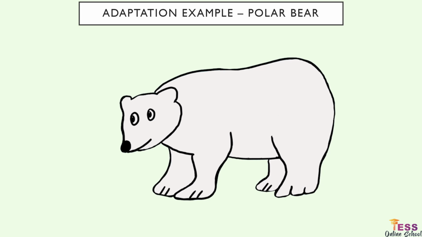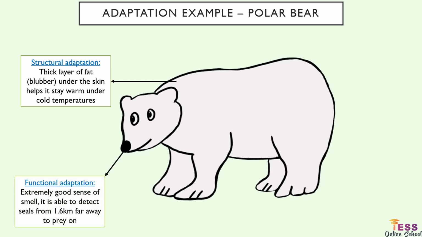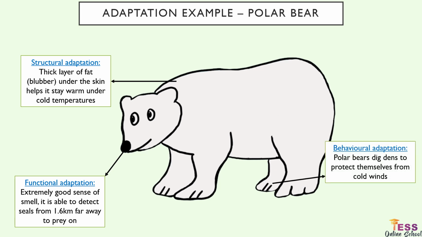Firstly, a structural adaptation. There is a thick layer of fat, otherwise known as blubber, under the skin of polar bears, which helps it to stay warm within cold temperatures so that it's able to prey on other animals. A functional adaptation of polar bears could be that they have an extremely good sense of smell and are able to detect seals from 1.6 kilometers away. A behavioral adaptation could be that polar bears dig dens to protect themselves from cold winds.